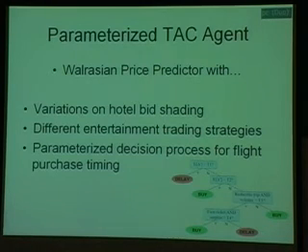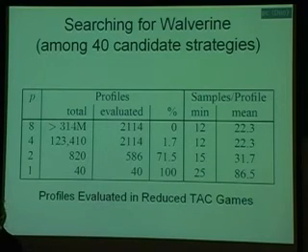Just like in FPSB, where we started with truthful bidding and generalized it with parameters, we do the same thing here. Our baseline strategy now is this Walrasian price predictor. Then we introduce parameters like variations on hotel bid shading, for example, introducing a shade factor, just like we did with FPSB, or other ways to do shading in hotel auctions. Different entertainment strategies can be swapped in and out parametrically. We have this complicated decision process for the timing of buying flights that we parameterize with a few thresholds. The conclusion is we end up with a bunch of parameters. We sample very sparsely from that space and come up with 40 candidate strategies for Wolverine.